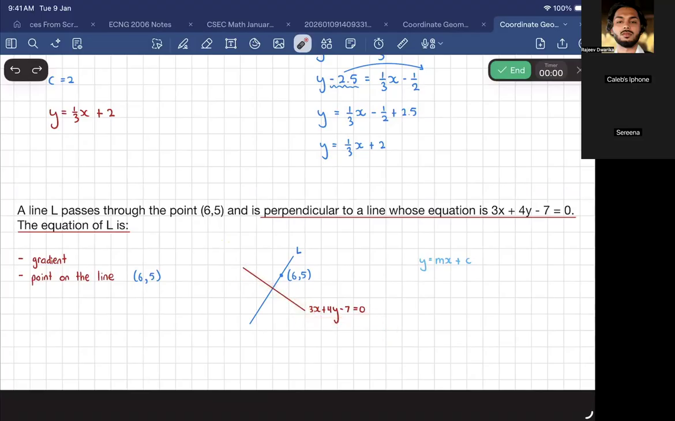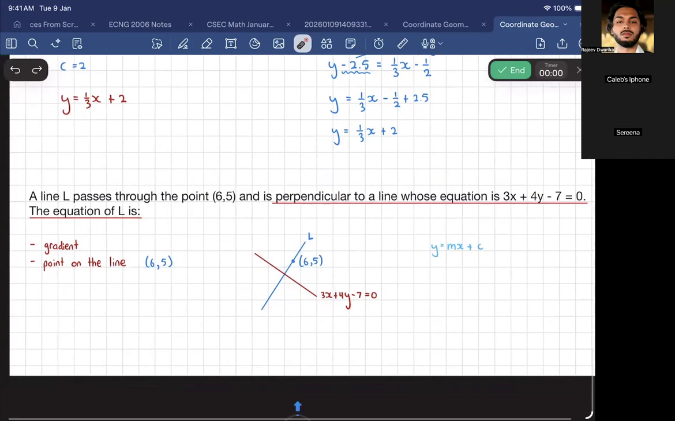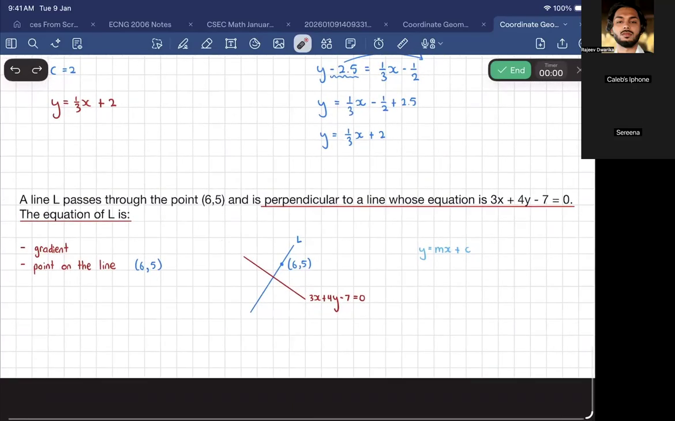If the two lines are perpendicular to each other, after you find the gradient of this line, what could you do? Come on, we want to find the reciprocal. Yeah, that is it. Take a chance again and try to finish the question. You know what to do now.